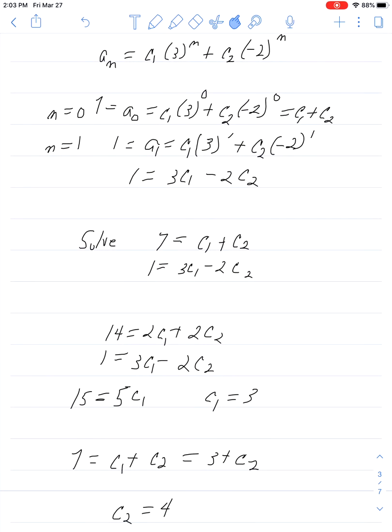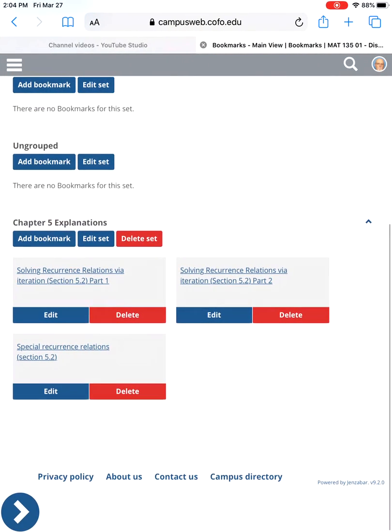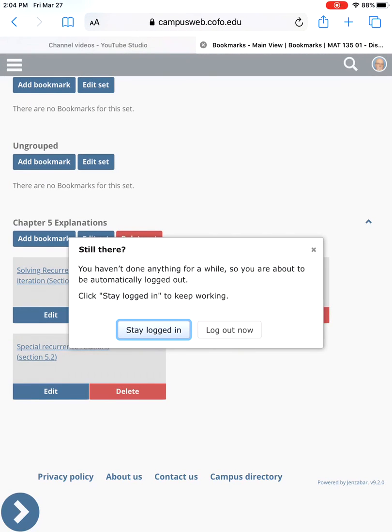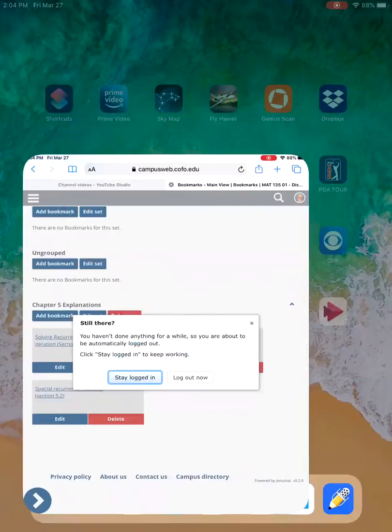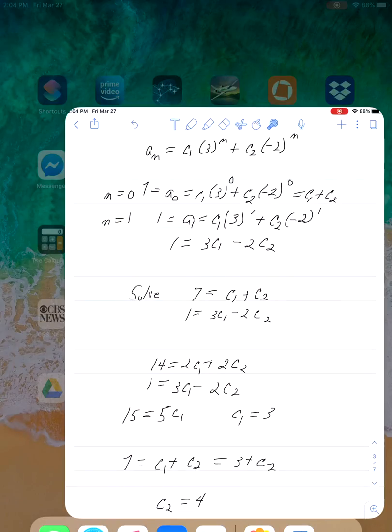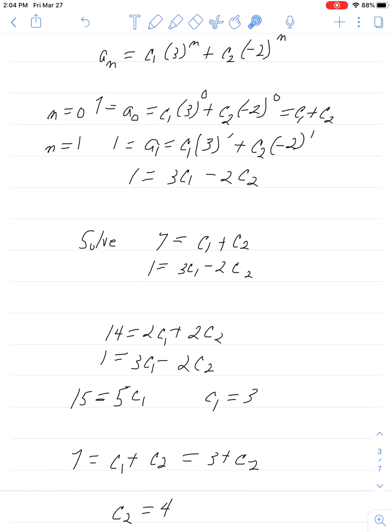So now I know that c1 is 3. How do I find c2? Well, easy enough. c1 plus c2 is 7. So 7 is c1 plus c2. c1 is 3, so 7 is 3 plus c2. That leads me to believe that c2 has a value of 4.